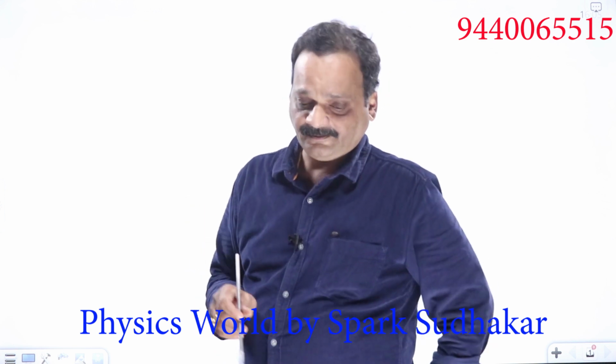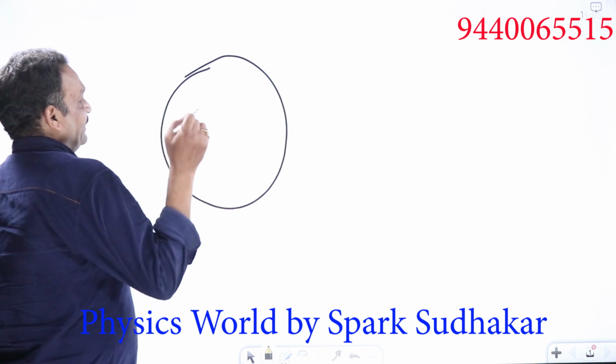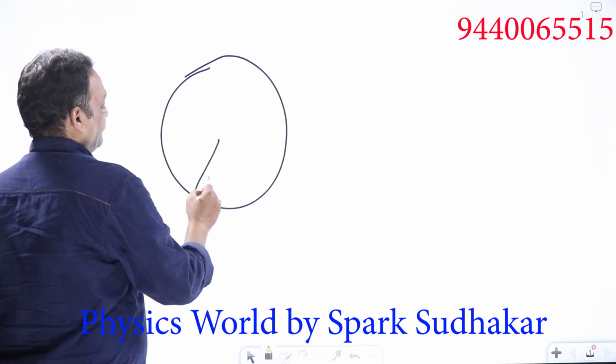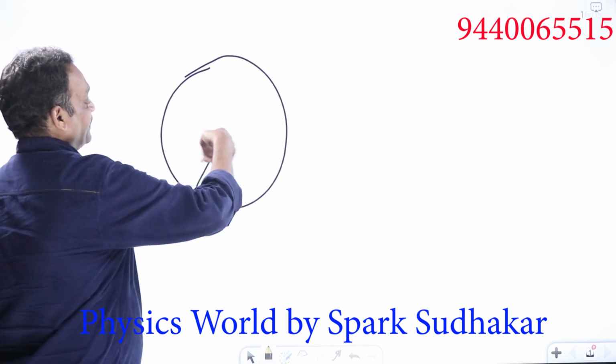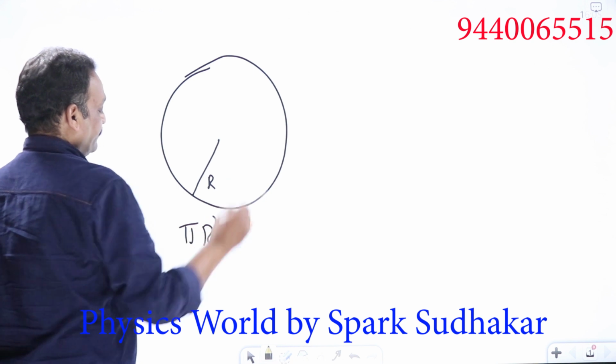Now we can see some problems based on Ampere's law. One very popular question, which appears from intermediate level, JEE level to even GATE level, is an interesting problem. There is a wire whose cross section is seen like this. It is carrying some current. Its radius is, suppose, capital R. What is the cross sectional area of this wire? Pi R square.